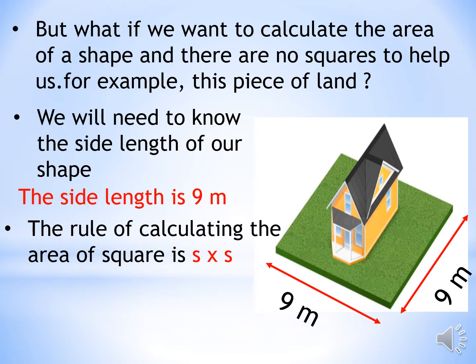So we have to get a rule for calculating the area of this shape. The rule of calculating the area of the square is side times side. So area equals side times side. So 9 times 9 equals 81 meter squared.